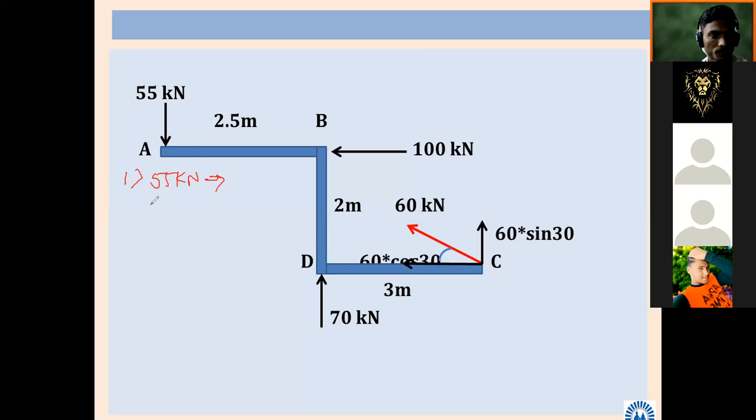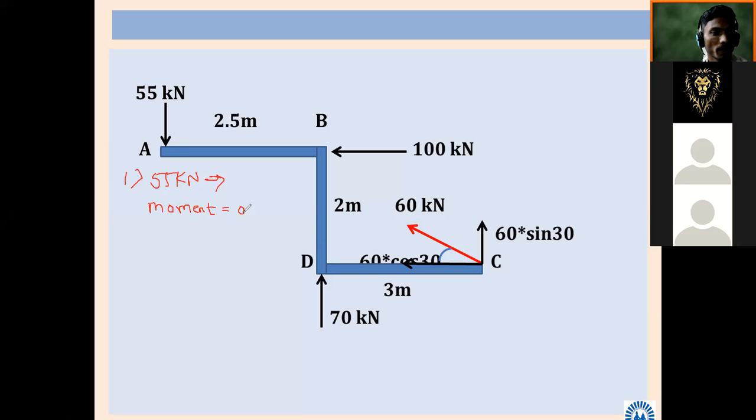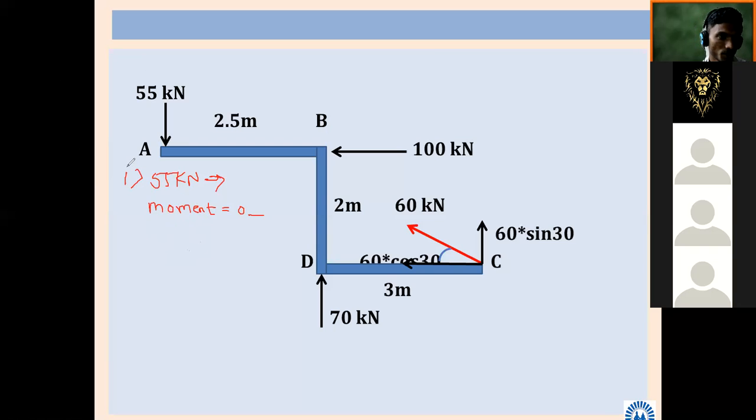It is applied at that point only, so the moment is zero. Here you can write a sentence: the 50 kilonewton force is passing through point A. The correct technical reason we can give: what will be the perpendicular distance of the 50 kilonewton force from point A? Zero. That's why the moment will become zero.